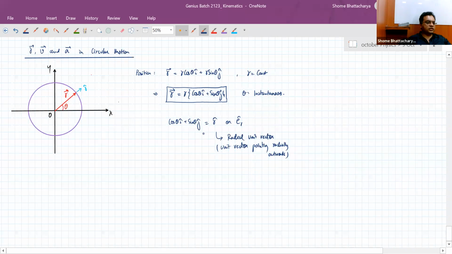Once you define position, and more importantly, you define the position vector as some constant radius into this radial unit vector, which is constantly rotating with respect to time. Now, next thing, we'll define instantaneous velocity as instantaneous rate of change of position. So now we have to differentiate this quantity.